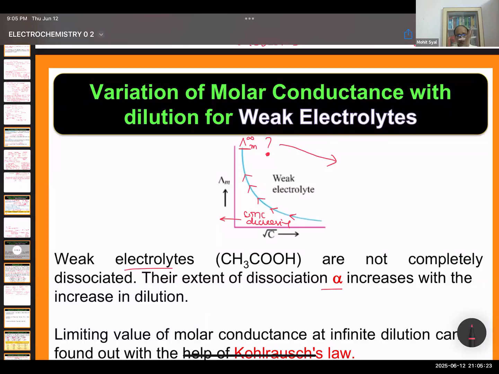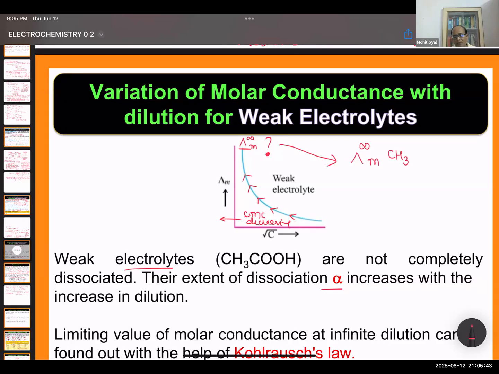So limiting value, the graph was not helping us to know. The graph is telling that it is going to go much higher. No, not like that. We know the limiting value now. And who helped us to know this value? Kohlrausch law. Is it clear to everyone?